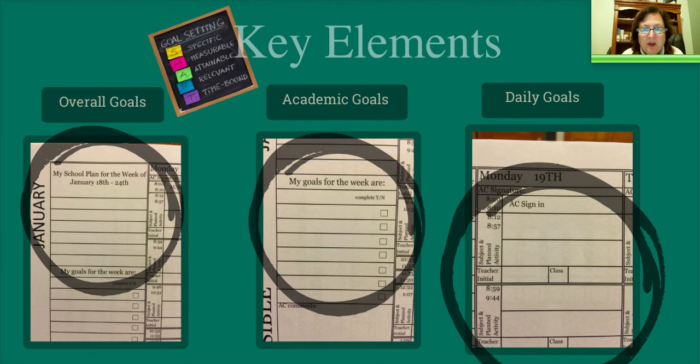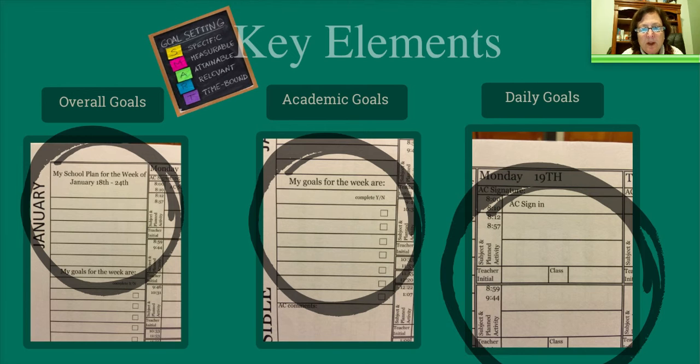And just because a box isn't checked doesn't mean that you failed for the week. Sometimes we put more goals than we really should for the week. And the whole idea is for us to evaluate how many goals we're coming up with and whether we have enough goals or too many goals, and talk to our mentors about what we're doing each week in terms of those goals. The third part is going to be the daily goals.